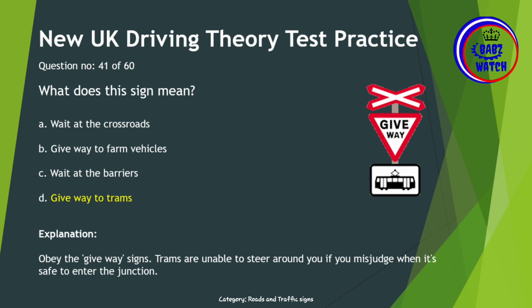Give way to trams. Explanation. Obey the give way signs. Trams are unable to steer around you if you misjudge when it's safe to enter the junction.